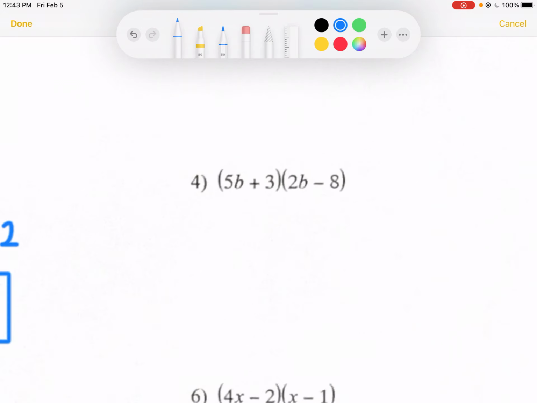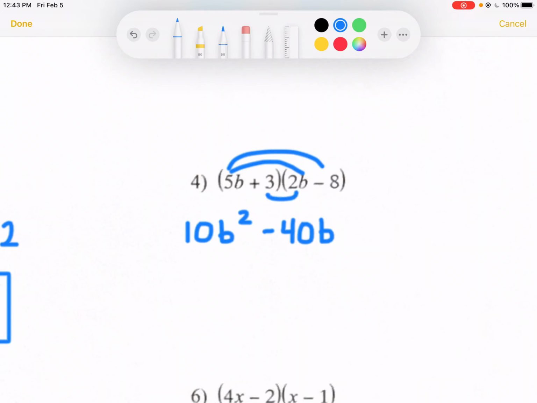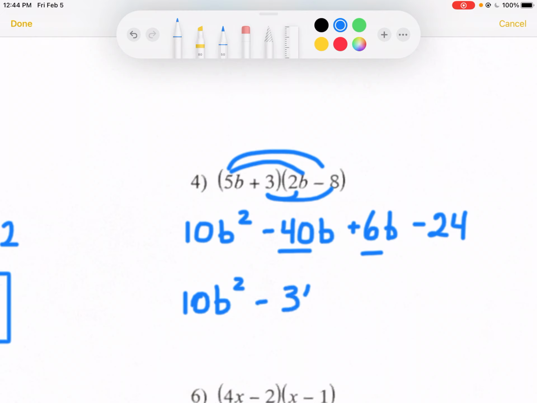Let's try number 4. 5b times 2b is 10b squared. 5b times negative 8 is minus 40b. Then 3 times 2b makes positive 6b. And 3 times negative 8 is negative or minus 24. Combine your middle two terms, and I have 10b squared minus 34b minus 24.